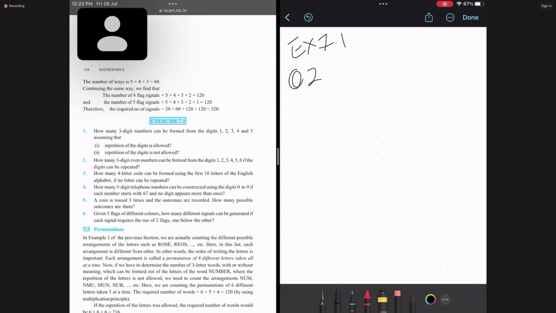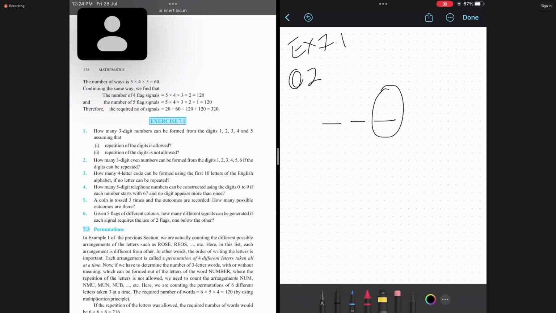Okay, so this is interesting. We need to form a 3-digit number again, same as the first question, but the condition given to us is that the number should be even. What do I mean by that? For any number to be even, the trailing digit has to be even. Only then is it divisible by 2, and only then is it even, right? So that is one of the conditions imposed upon us.